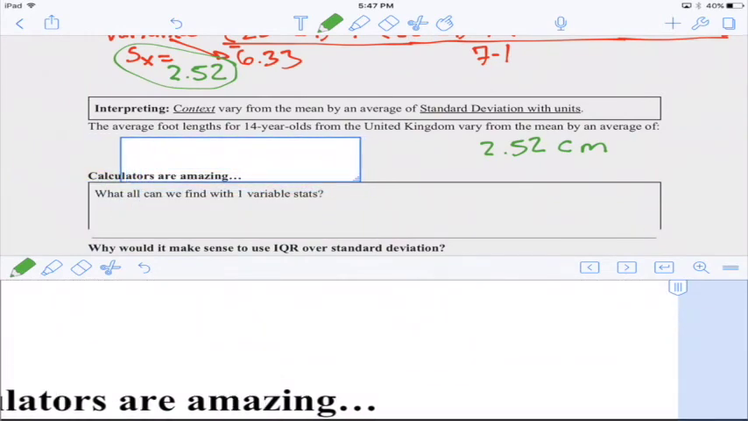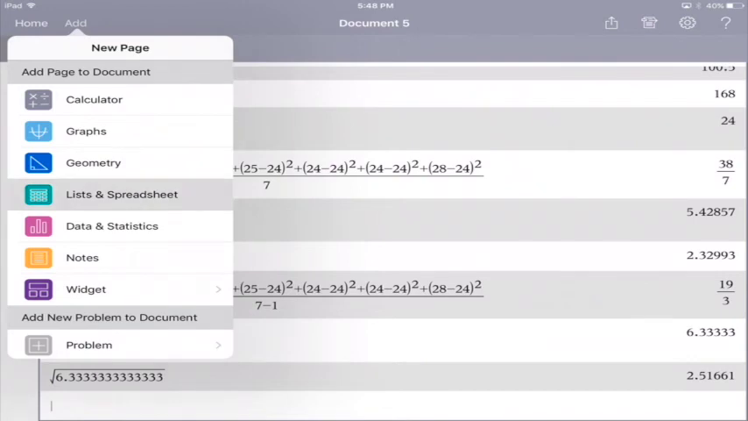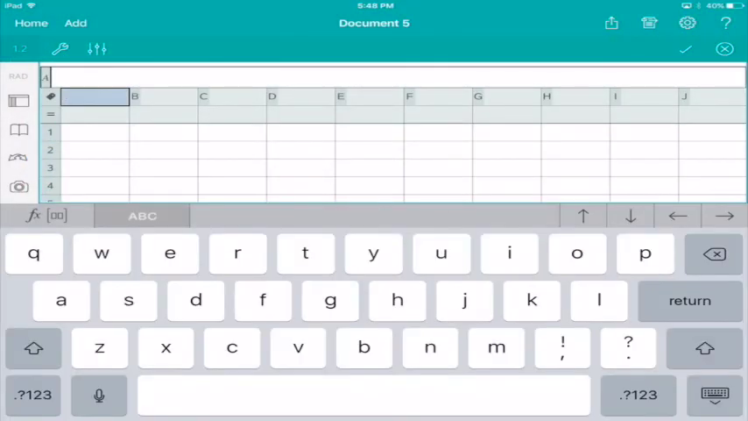Okay, now calculators are absolutely amazing. You need to know how to do this by hand, but more importantly, you need to know how to do it by calculator. You're going to use it a lot. So let me show you how to do all that. You need a lists and spreadsheets page. So I have a list and spreadsheets page. I'm going to call this foot length because I can. Then I'm going to put all my foot lengths in.